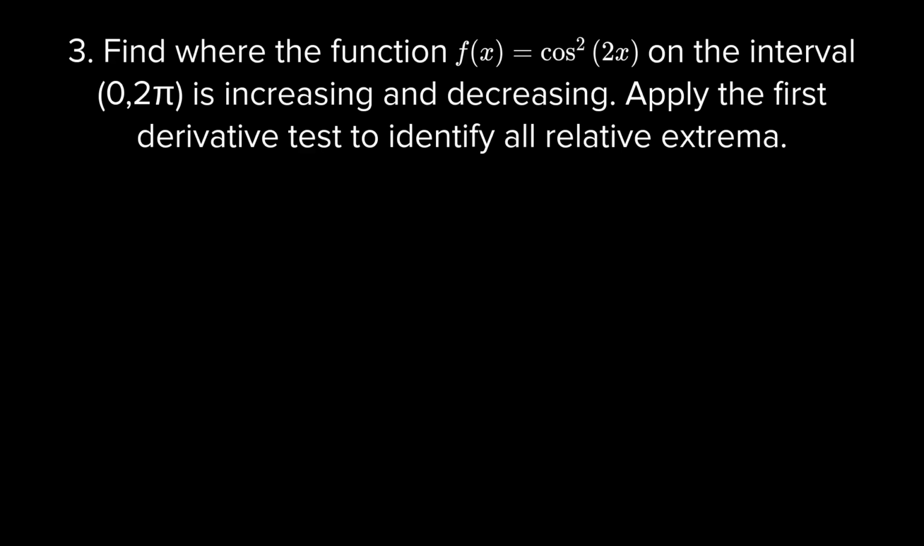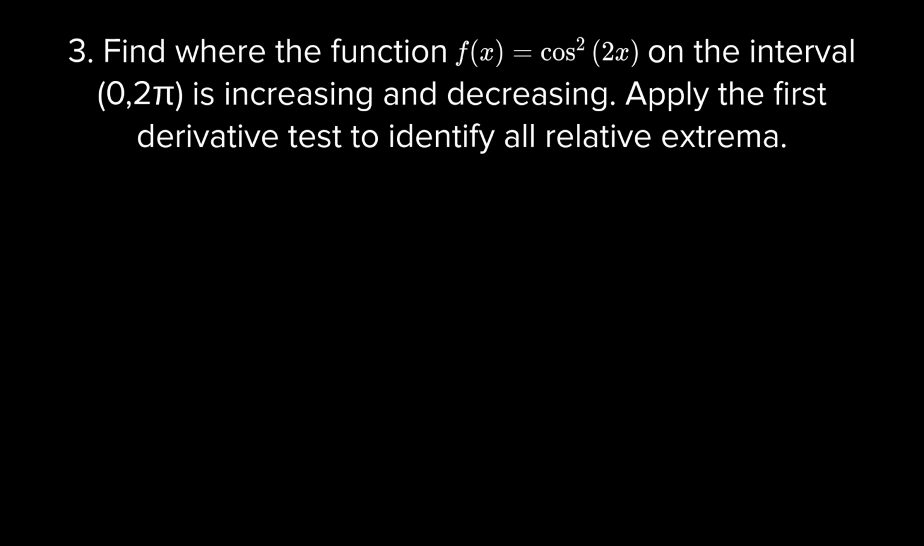Right, so for our last problem for today, we have this one here. We have to find where the function f of x equals cosine squared of 2x, on the interval 0 to 2 pi, and it's an open interval, so we don't have to care about the endpoints. And we need to find where it's increasing and decreasing, and then we have to apply the first derivative test to identify all the relative extrema.